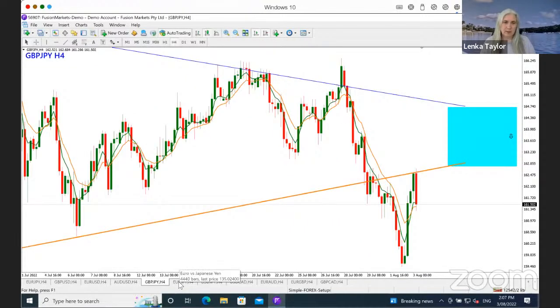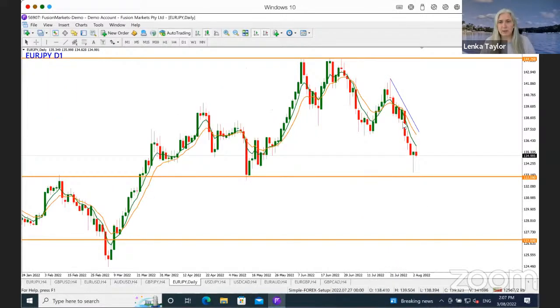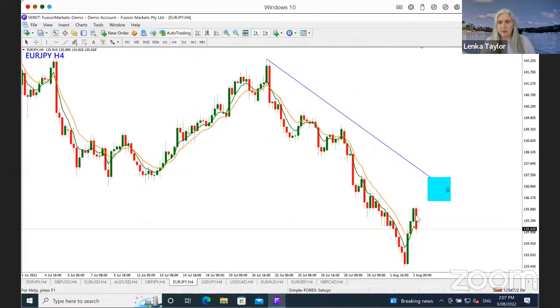The next currency pair I'm looking at is EUR/JPY, and on EUR/JPY, I'm also looking for short opportunities. Here we've been in the downtrend for over a week. So I'm looking at the pullback. Ideally, I would like the pullback to be a little bit higher, so about there, and then looking for reversals to go short on EUR/JPY.